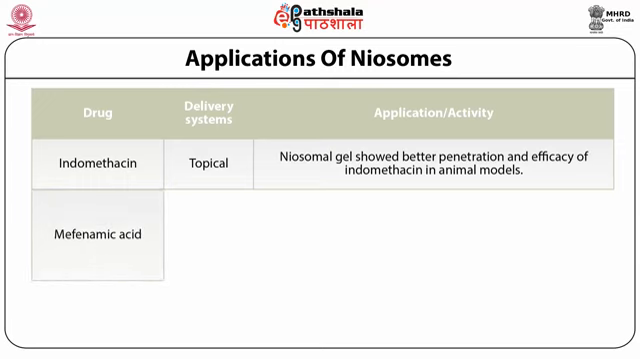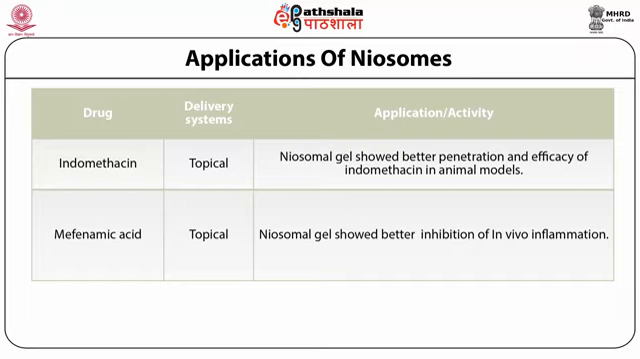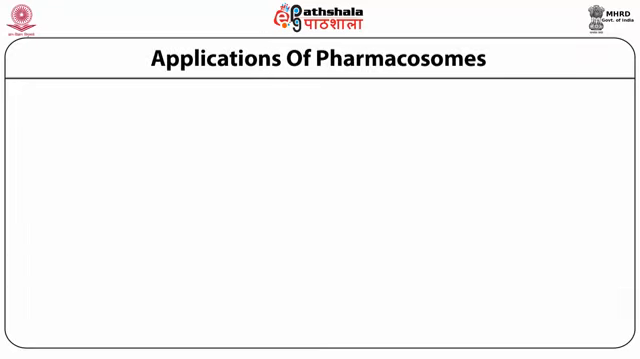Similarly, for mefenamic acid, which is for topical application, the neosomal gel showed better inhibition of in vivo inflammation. Pharmacosomes are colloidal nanometric size micelles, vesicles, or maybe in the form of hexagonal assembly of colloidal drug dispersions attached covalently to the phospholipids. They have been investigated for their potential applications in reduction in the cost of therapy, drug leakage, and toxicity. They are also used for increased bioavailability of poorly soluble drugs.